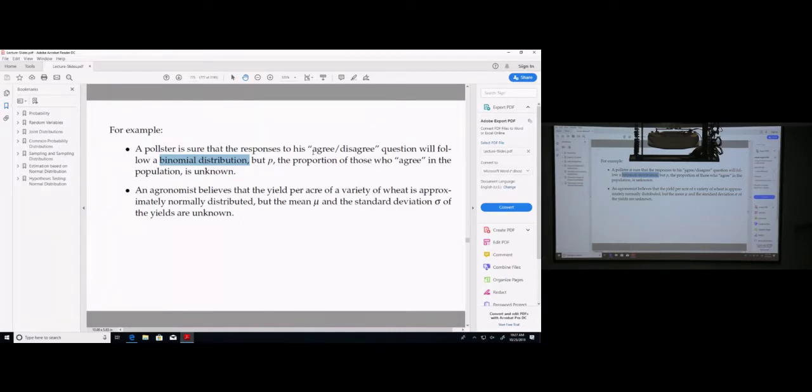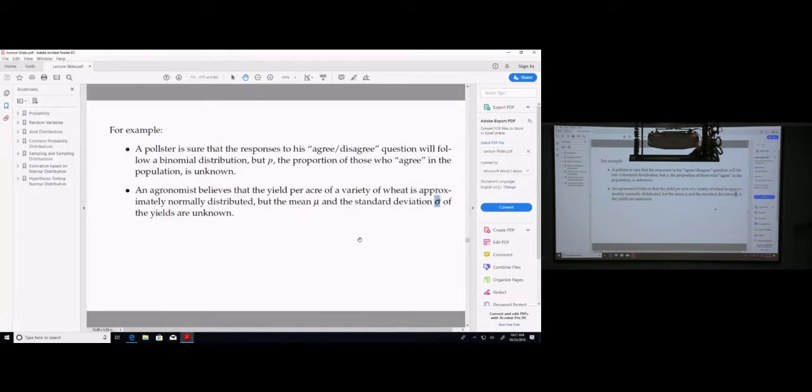All right, but this is also a little bit arguable. Generally, especially if you are looking at unrelated individuals, chances are that it is a reasonable assumption. So this guy believes that the yield per acre of a variety of wheat is approximately normally distributed. So this is what he is trying to model. But the mean mu and the standard deviation sigma of the yields are unknown. Okay, so he wants to estimate the mu and he wants to estimate the standard deviation.